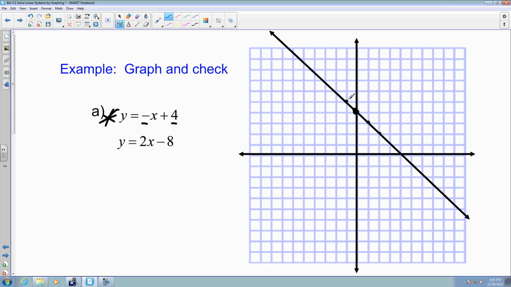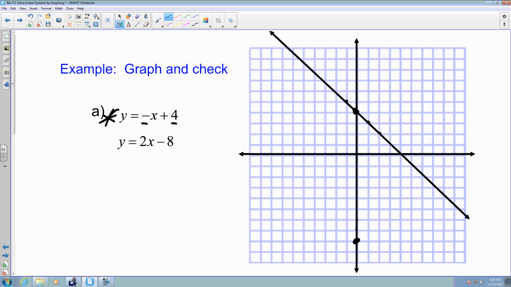Now I just have y equals 2x minus 8, which means I need to find the y-intercept, which is negative 8. So I go 1, 2, 3, 4, 5, 6, 7, 8. This is where my negative 8 is located. That's where my y-intercept is.